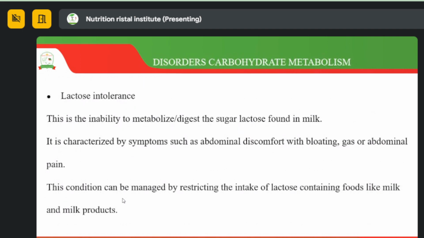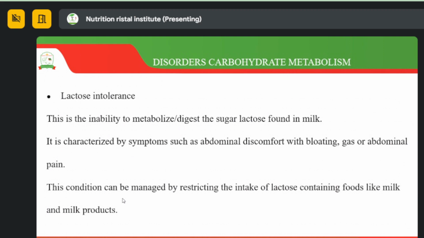Then we have the most common one, lactose intolerance, where you cannot metabolize or digest the sugar called lactose, which is found in milk. This is characterized by symptoms such as abdominal discomfort, presenting with bloating, gas, and abdominal pain. And how does this come about? Once you take in milk and it is not digested, it ends up going for fermentation, and that's where the gas comes from.